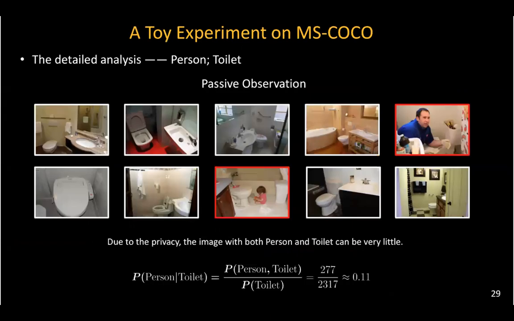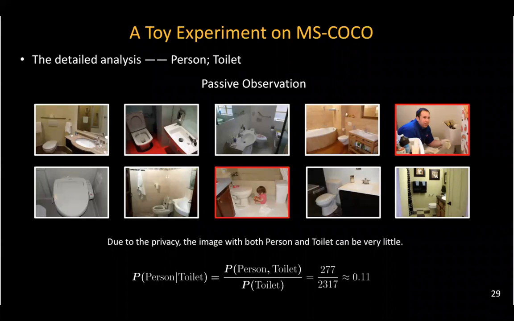Maybe this one is just like the example here. If we observe a toilet, what's the probability that we then observe a person in your data set? Not many people take photos in a toilet, right? So in your data set, this kind of image will be very small. But this is the observational bias.